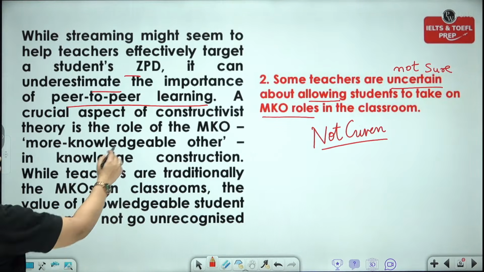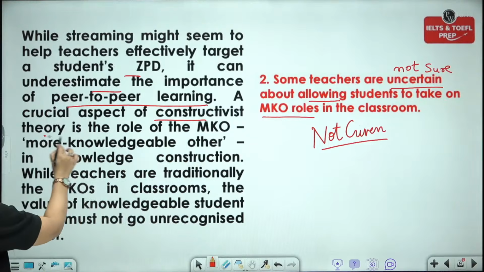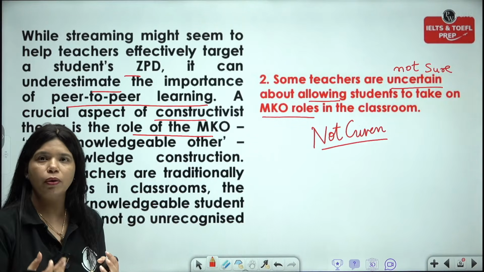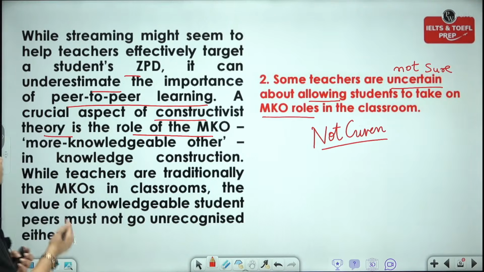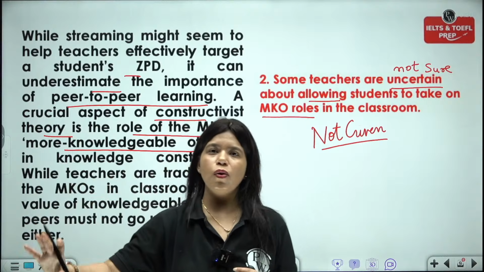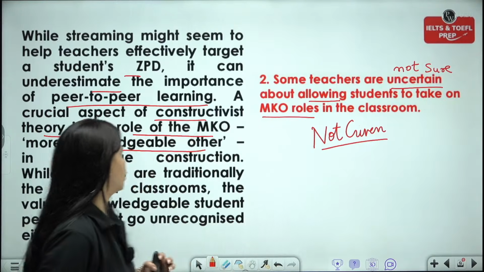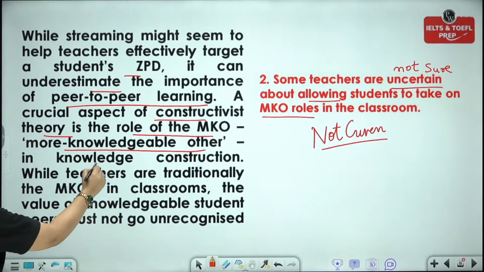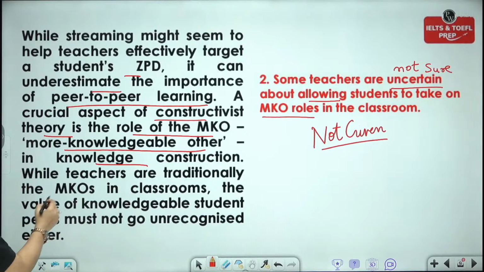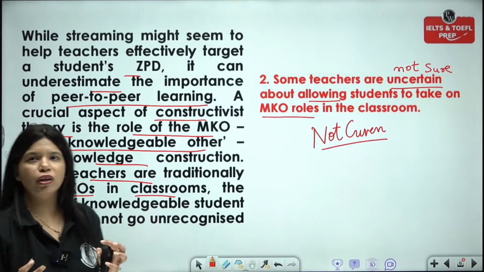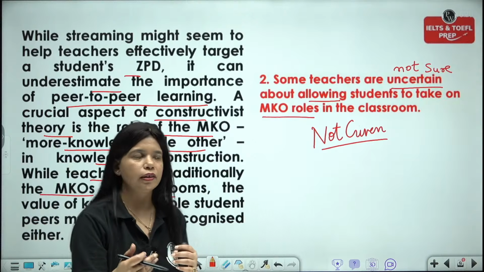A crucial aspect of constructivist theory is the role of the MKO. Now, role of the MKO, they are talking about it. What exactly is this? They are saying more knowledgeable other. That means a person who is more knowledgeable than you. That is MKO. And then it's written, more knowledgeable other in knowledge construction. Then it's written, while teachers are traditionally the more knowledgeable others in classrooms. That means in classrooms, usually teachers have more knowledge than others.